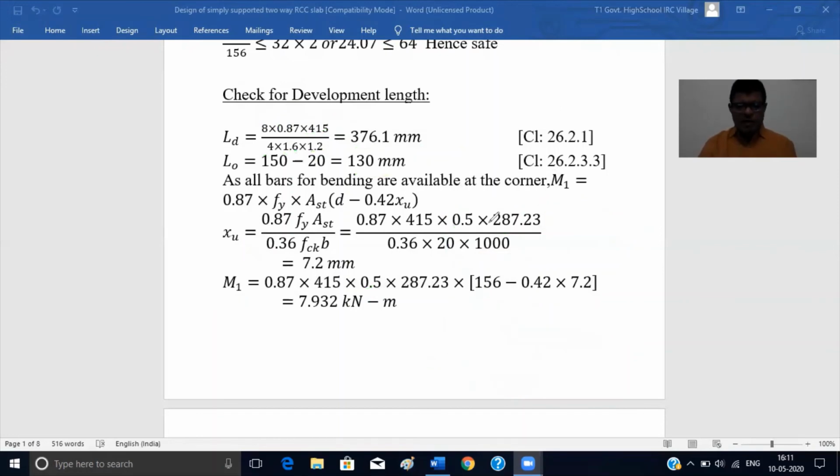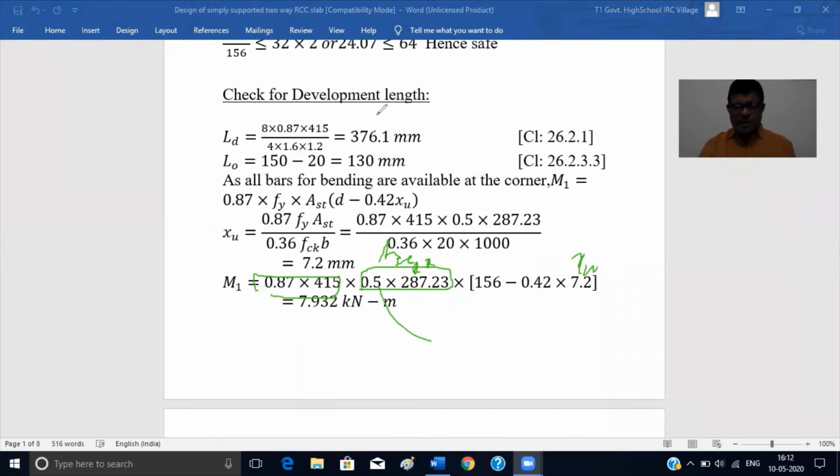Now once you find M1, 0.5 is basically this steel area. This is steel area, Ast in XX. 50% bars have been bent up, that is why 0.5 is taken. So this is the value of 0.5, and this is your 0.87 Fy. 0.87 Fy into Ast into d minus 0.42 Xu. So that's the formula given in the code. You can check. So find the value of moment of resistance.